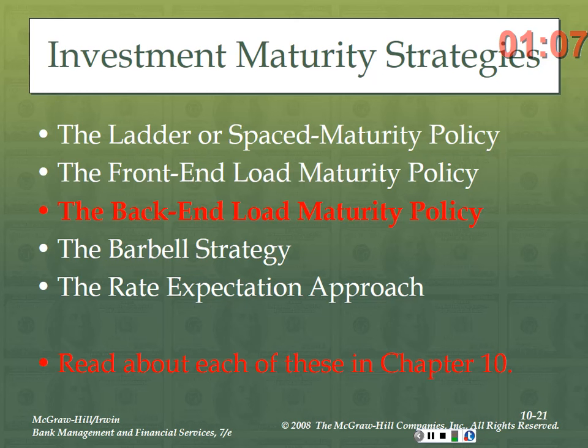The reason that you use that strategy is because interest rates change, and as those bonds were being issued, some are going to have higher interest rates than others. Some banks are perfectly happy with that strategy. You might have what's called a front-end load strategy. You might have a back-end load maturity policy. You may have a barbell strategy where you have a lot of bonds that have very short-term maturities and a lot of bonds that have very long-term maturities and not much in between.